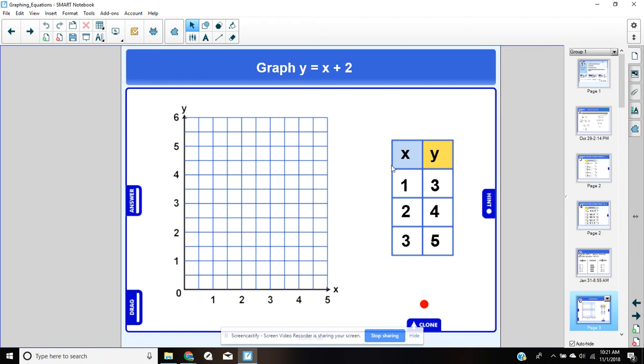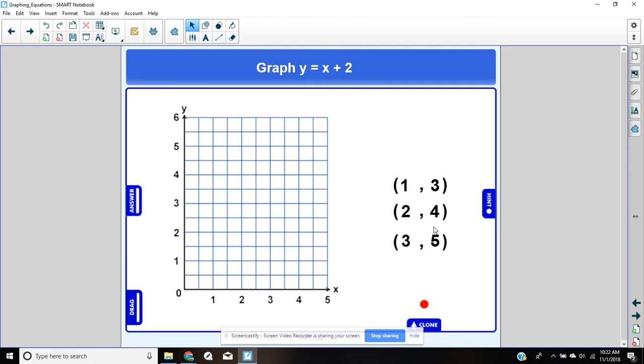1 plus 2 is 3. 2 plus 2 is 4, and 3 plus 2 is 5. So each of the x values has its corresponding y value. Now, the way we're going to graph these is that the x and y coordinates are also corresponding to the x and y axis on a coordinate plane. So you'll notice now I have ordered pairs of (1, 3), (2, 4), and (3, 5).